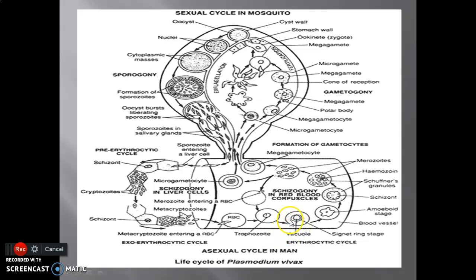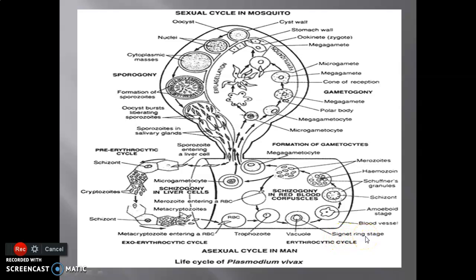Here you can see in the trophozoite there is formation of a vacuole, and there is a formation of a ring-like structure. Due to formation of vacuole, there is formation of ring-like structure. That's why this stage in the red blood corpuscle stage is called as signet ring stage.